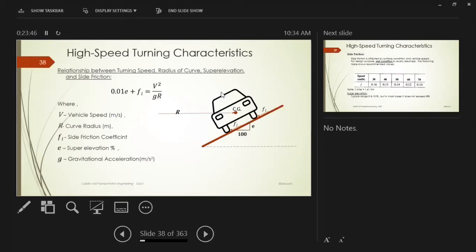For the high speed turning characteristics, as vehicles start turning, there is a centrifugal force exerted on the CG of the vehicle. This is the equation governing the relationship between the turning speed, the radius, the super elevation on the road, and the side friction. Remember, V is the turning speed in meters per second, and G is the gravitational acceleration, R is the radius of the curve in meters, f is the side friction coefficient between the tires and the pavement, and e is the super elevation or the side slope of the road.